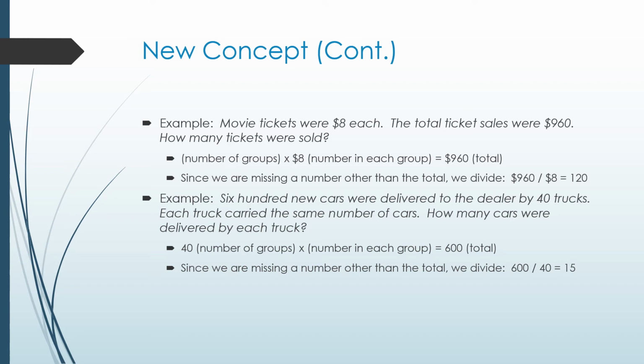Once again, we're missing a number in multiplication other than the total, so we're going to divide again. 600 divided by 40 is 15, so there were 15 cars in each truck.